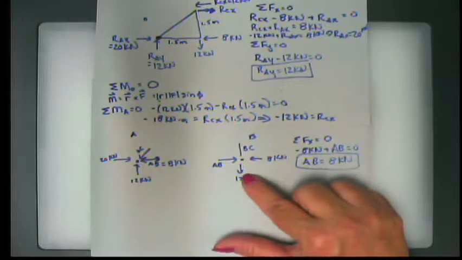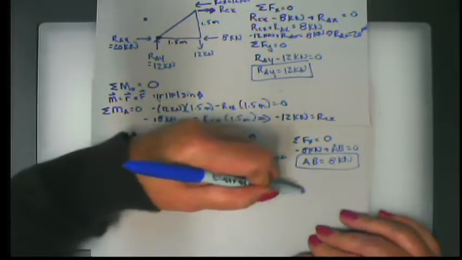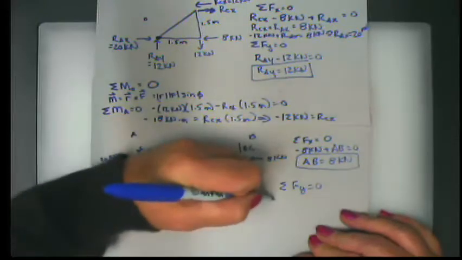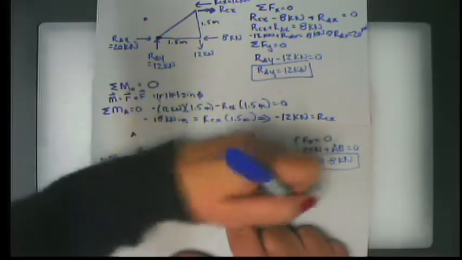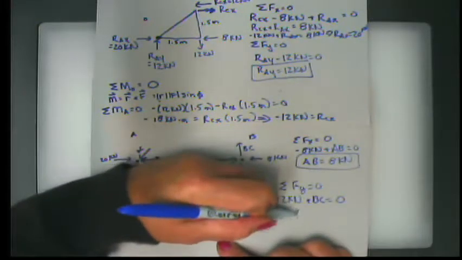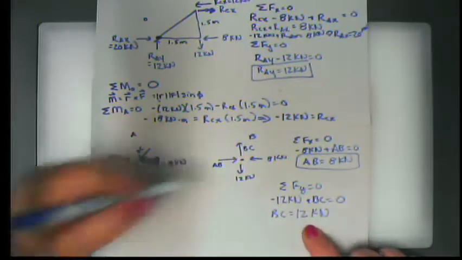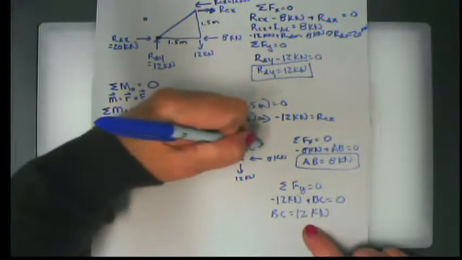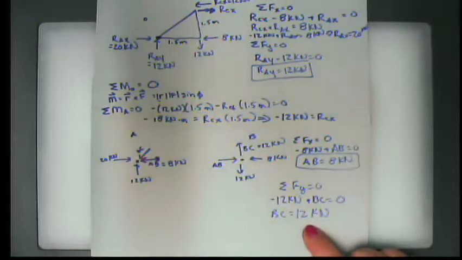Same thing with BC, right? We have 12 kilonewtons pulling down. Summation of forces in y equals 0. So we get negative 12 kilonewtons. This one has to be going up. Plus BC equals 0. BC, therefore, equals 12 kilonewtons. And it's going to be pulling up. This is 12 kilonewtons. Okay.